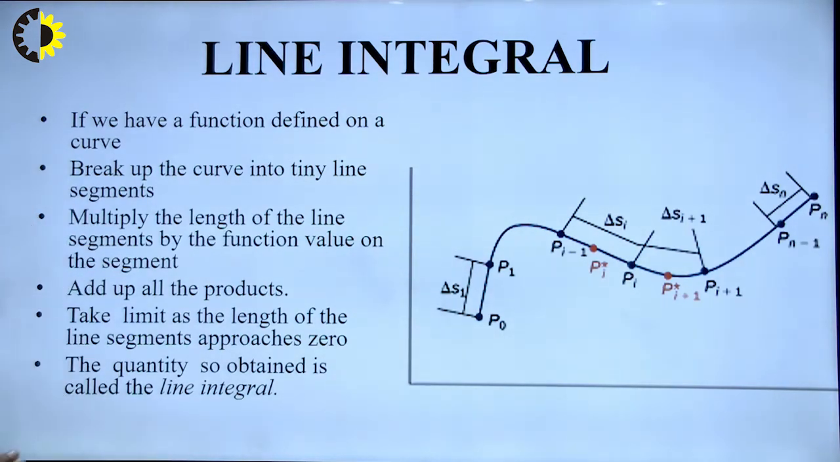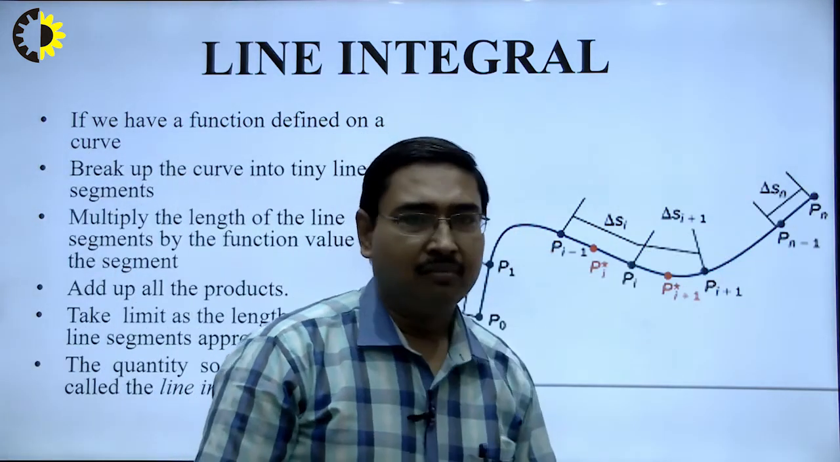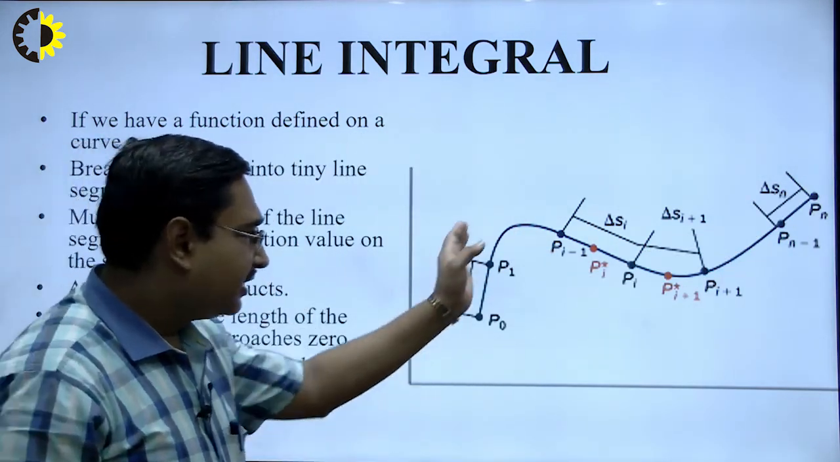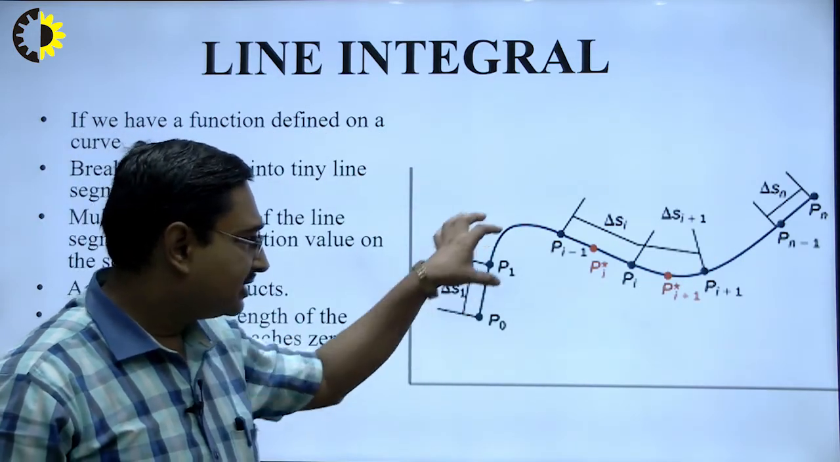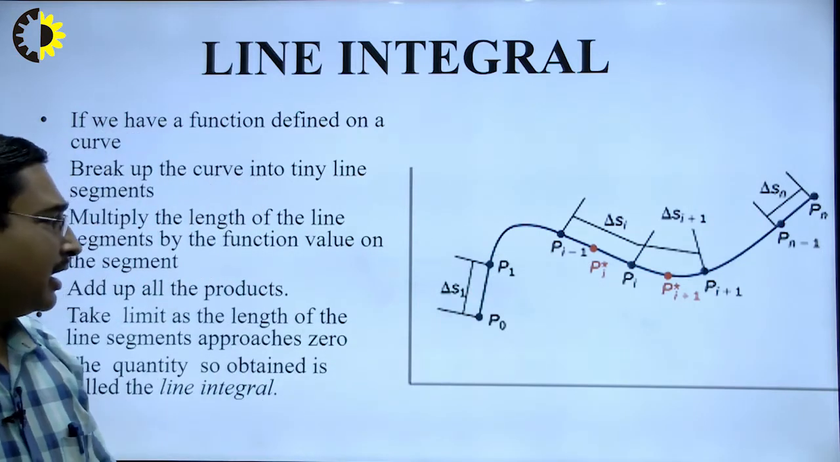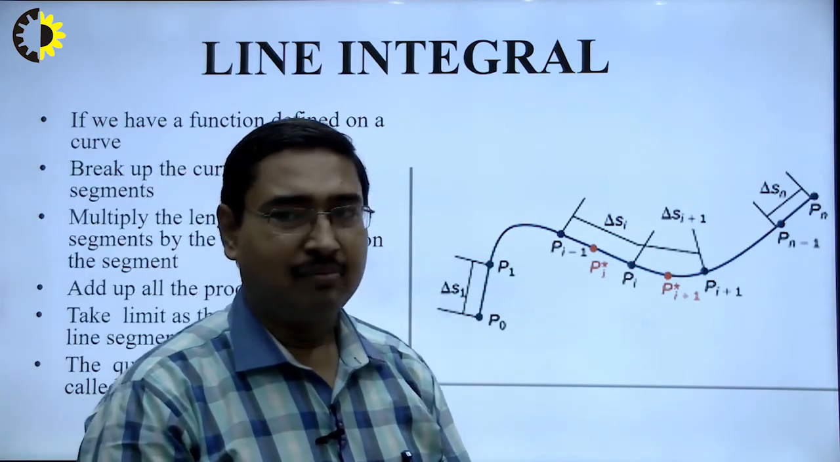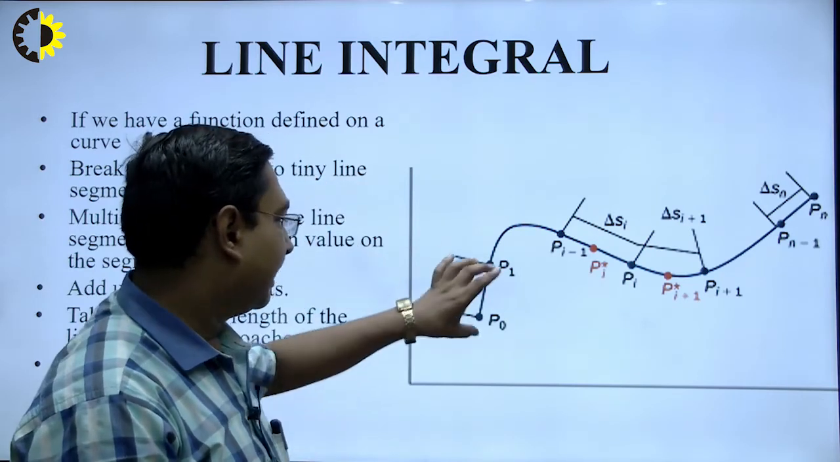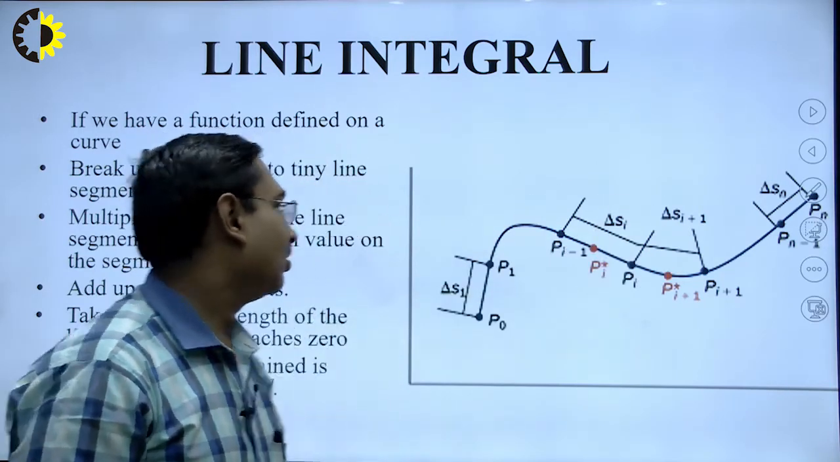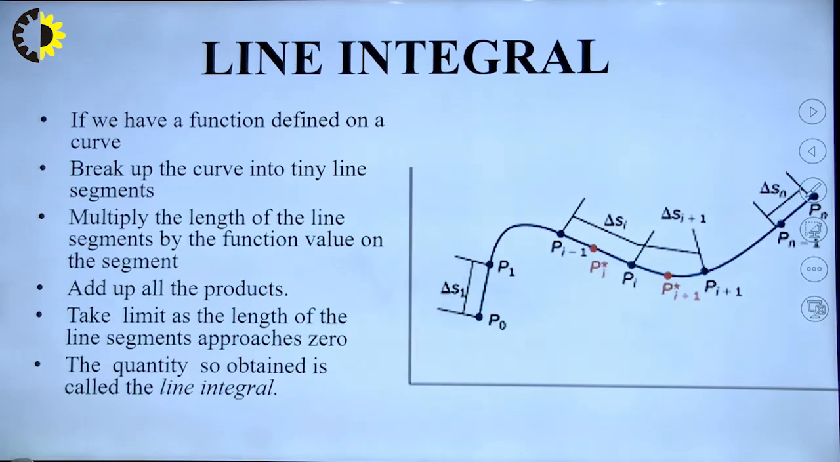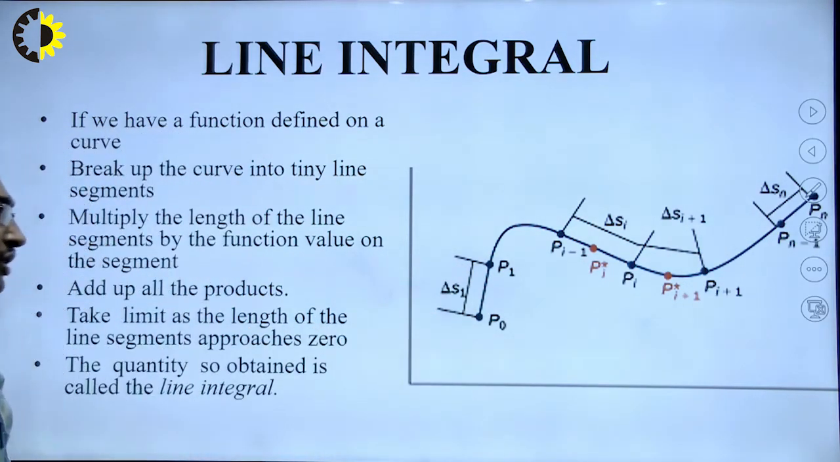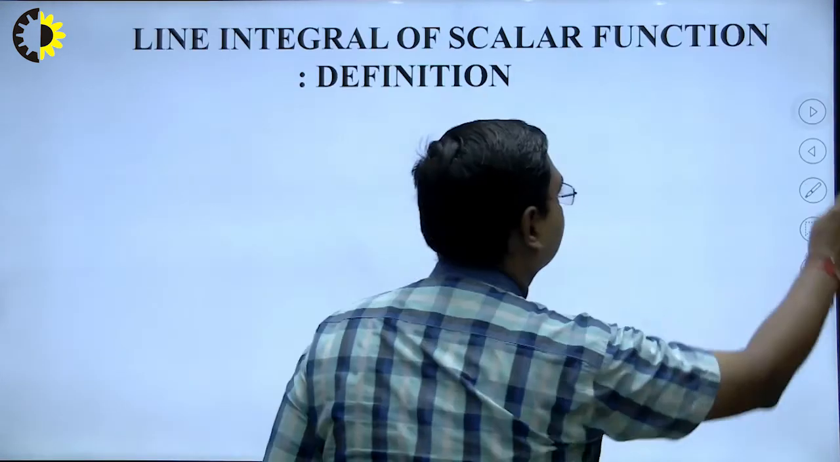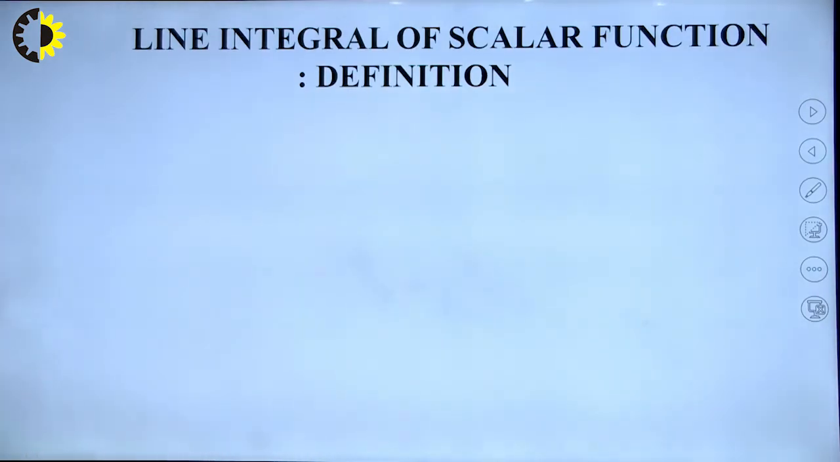What I have explained is: a curve is given, a function is given, break the curve into small pieces, take a point inside each small piece, find the value of the function at that point and multiply it by the length of the line segment obtained here, and add all these products, taking this length to approach 0. The quantity so obtained is called the line integral of the function. Now we take its formal definition.